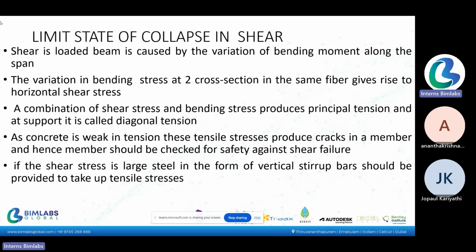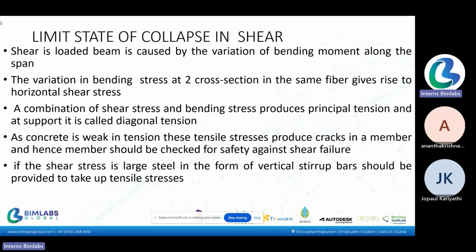A combination of shear stress and bending stress produces a principal tension at the support, and it is called diagonal tension. The diagonal tension occurs at an angle of 45 degrees. Shear and bending act together, they produce a principal tension at the support, called the diagonal tension, which acts at an angle of 45 degrees.